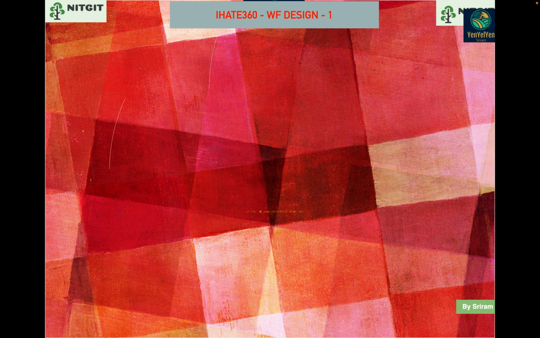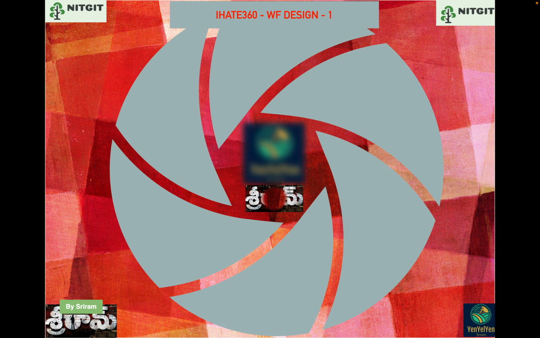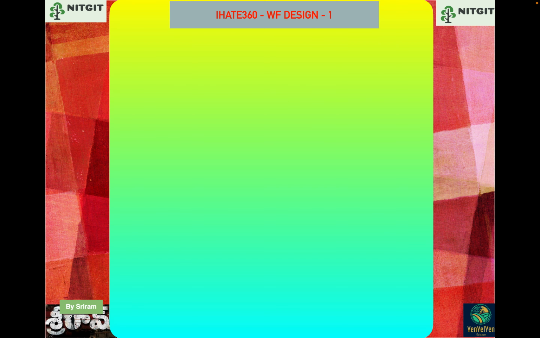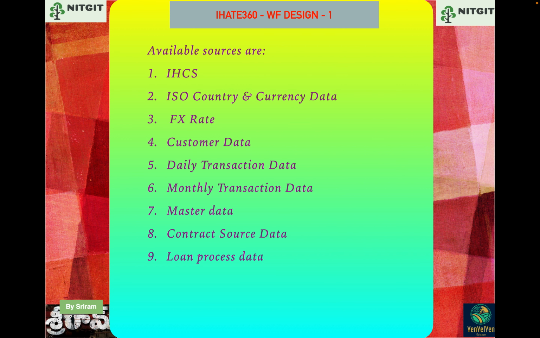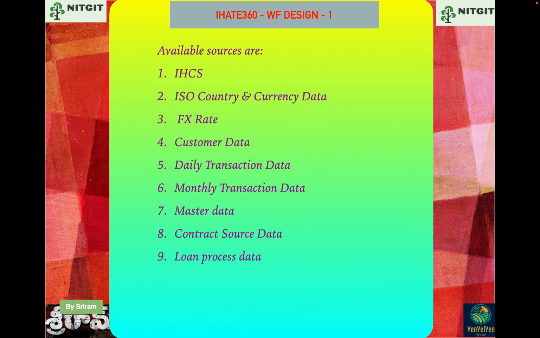Let us get into workflow design. What are the available sources for this project? IHCS, ISO country currency data, foreign exchange data, customer data, daily transaction data, monthly transaction data, master data, contract data, and loan processing data. These are all data we are getting on a daily basis.